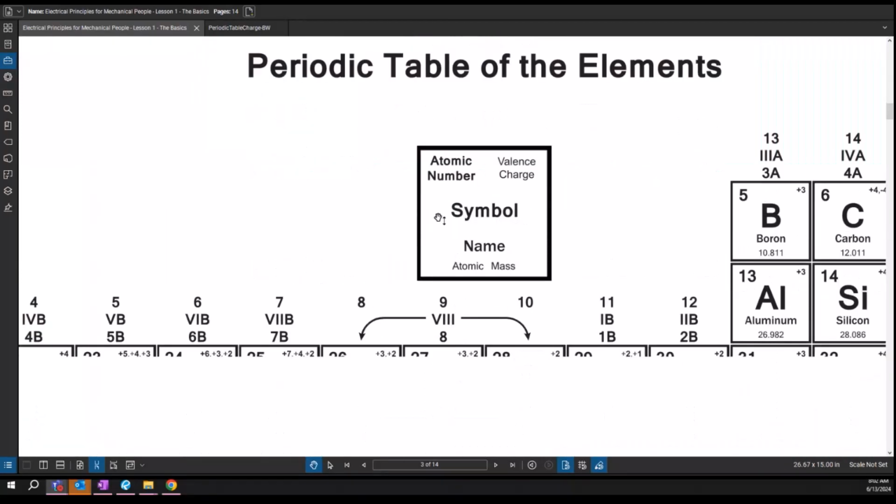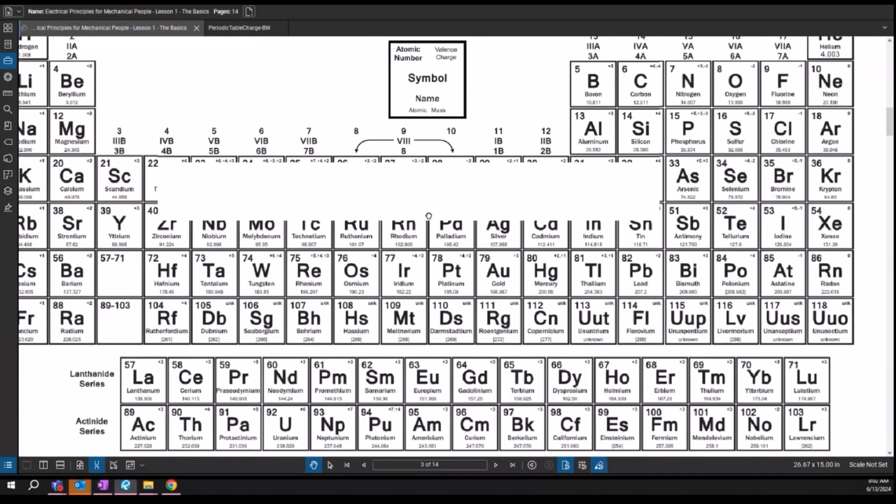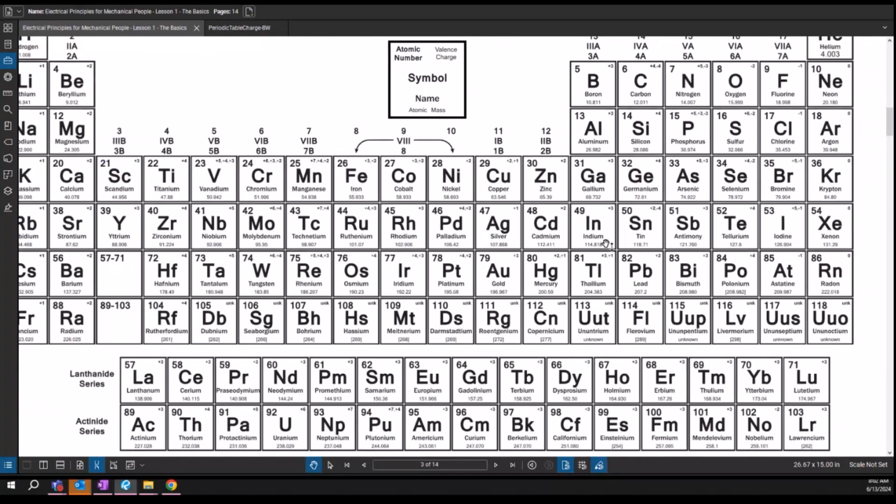All right, so the periodic table. Hoping this didn't freak out on me. Apparently it did. There we go.